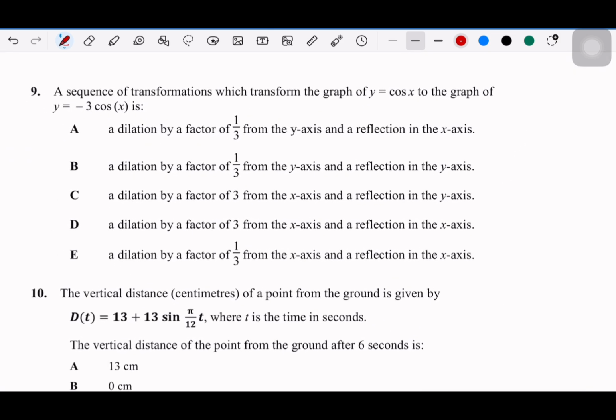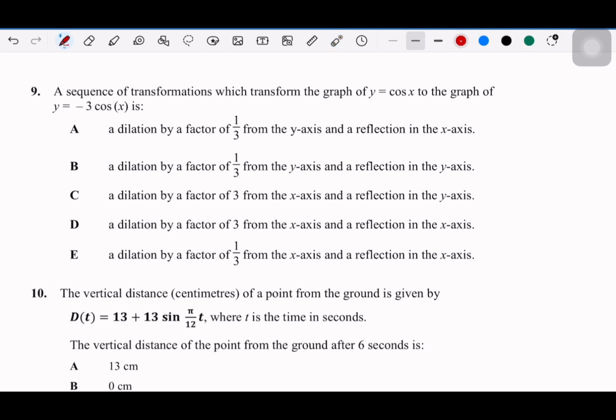A sequence of transformations which transform the graph of cos x to the graph of y equals -3 cos x. Okay, so if you've done translations and functions and all that, you'll be fine with this. This is basically nothing new.